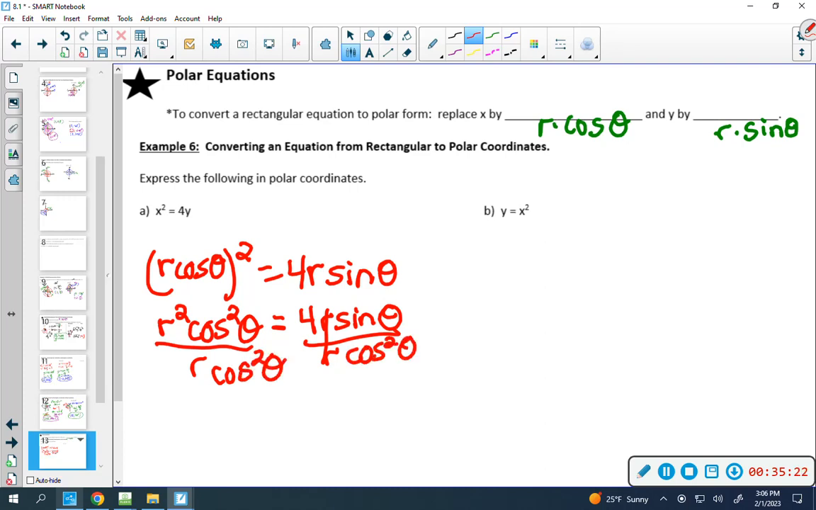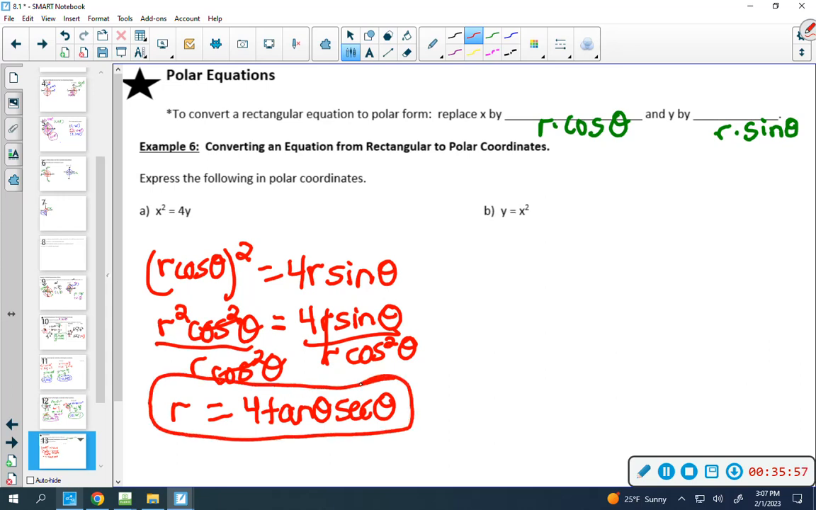Okay, so r squared over r is r, and these cancel. I'm going to write this a little prettier, of course, because we're going to use our trig functions. What's sine over cos? Tan, so we have a tan in there, and you also have an additional cos in the bottom. So you have tangent and you have secant. So I'm just going to put 4 tan secant. There is my equation for r in polar coordinates. You don't have to do anything else.